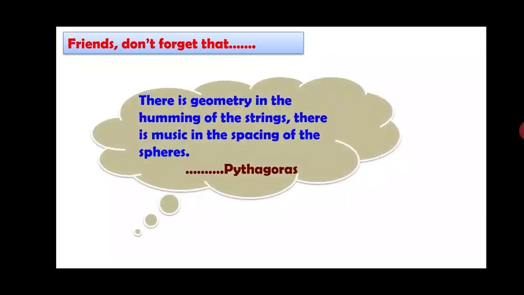The famous words by Pythagoras, you should not forget. There is geometry in the humming of the strings. Very nice. There is music in the spacing of the spheres.